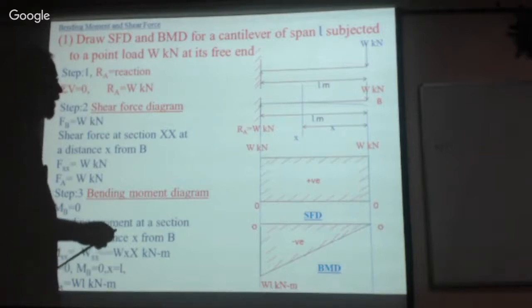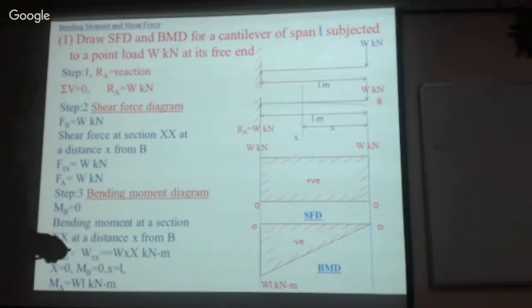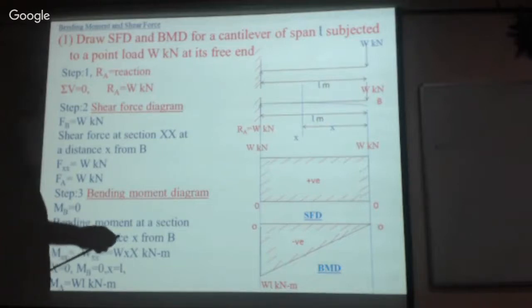At any point, if you consider the section at this point, again W kilonewton is acting downward on the right side. If we consider the left hand side, W kilonewton is acting upward. So at any point, after calculating the shear force, we get W kilonewton. If you consider the right hand side, W kilonewton is acting downward. If you consider the left hand side, W kilonewton is acting upward. Therefore, the shear force all along the beam is W kilonewton.